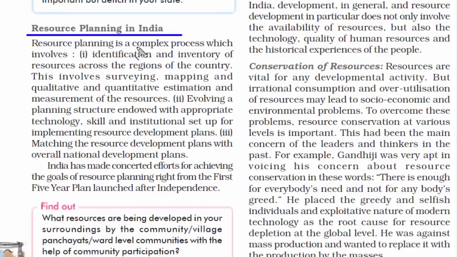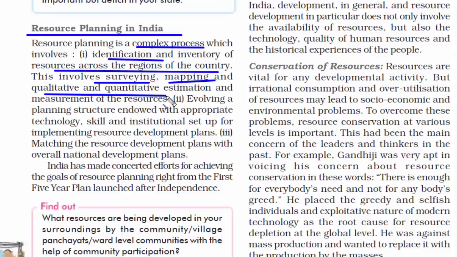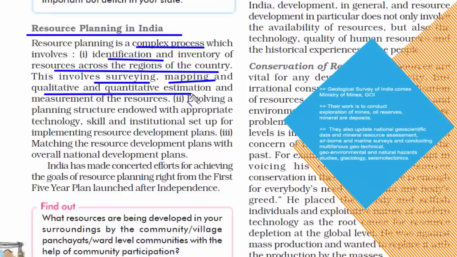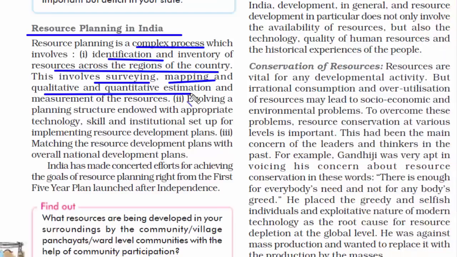Resource planning is a complex process. For that, we need to identify where the resources are located in the country. Then we need to do some surveys and mapping for the qualitative and quantitative estimation. The Geological Survey of India does this work. With the help of satellite and other forms of technology, it prepares an estimation as to how much of a certain mineral or resource is available. For example, what is the quantity of coal left in our country, or what grade of coal do we have? Because these are all important, as they determine the cost of that resource in the international market.